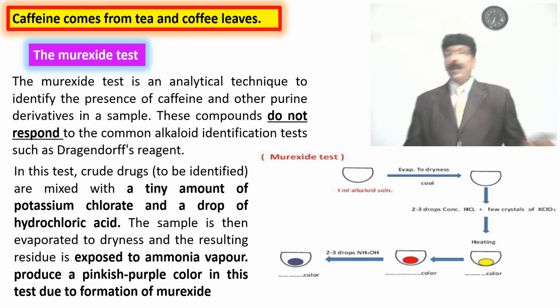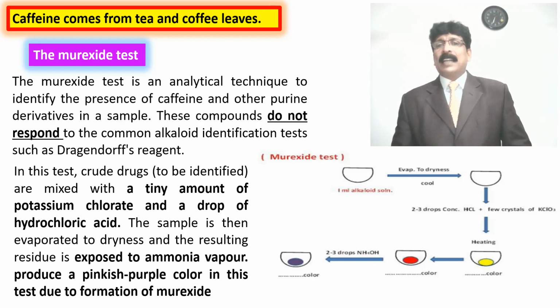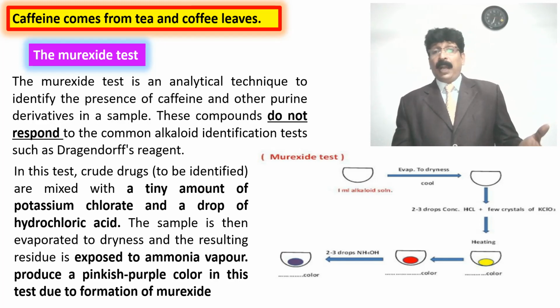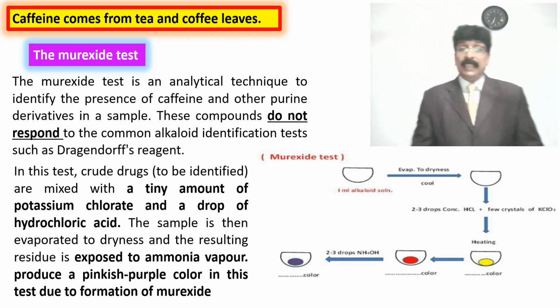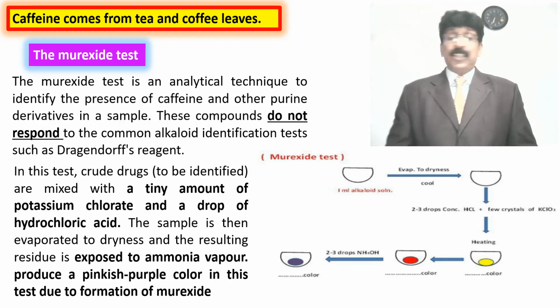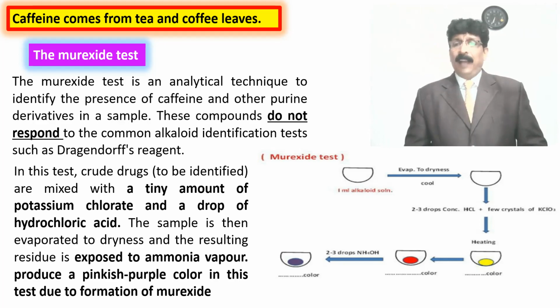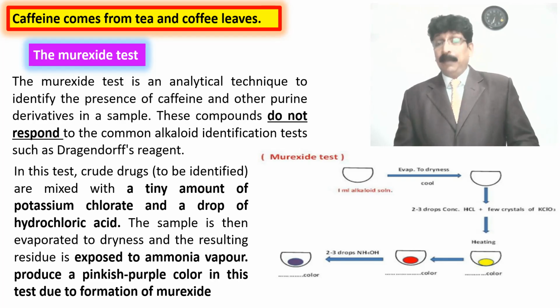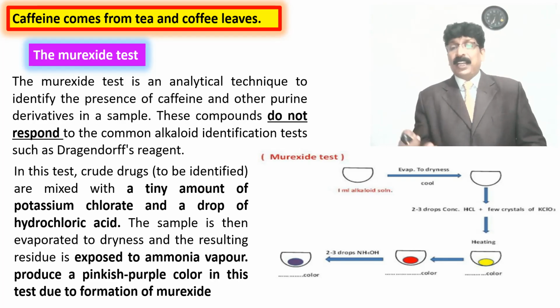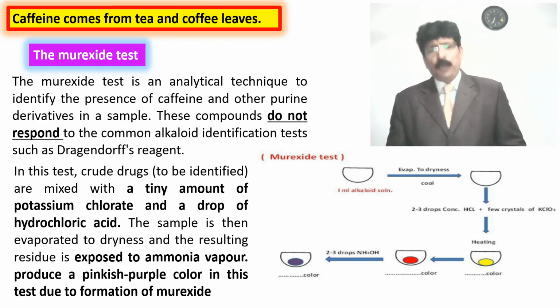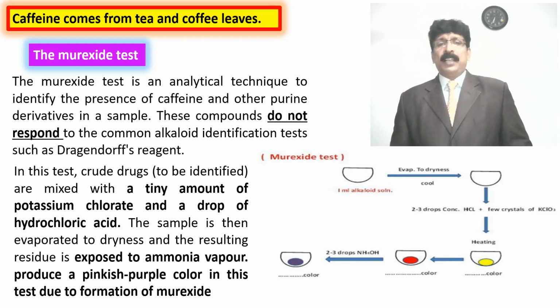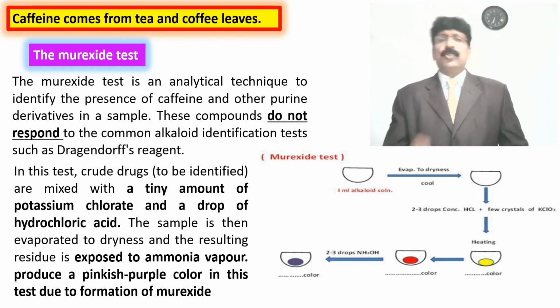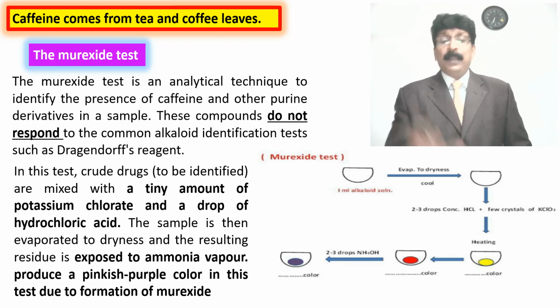1 ml of alkaloid solution means you are taking the extract from the belladonna and evaporating it to dryness and cooling, then adding concentrated HCl and a few drops of potassium chlorate. Again you heat it to make a residue, which becomes yellowish and red in color. When you expose it to a few drops of ammonium hydroxide or ammonia vapor, you will get the purple color which I showed there.